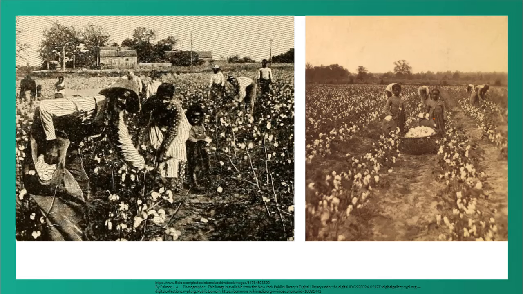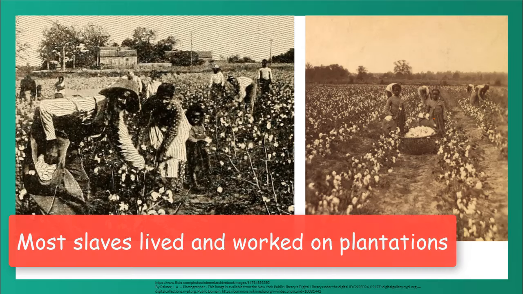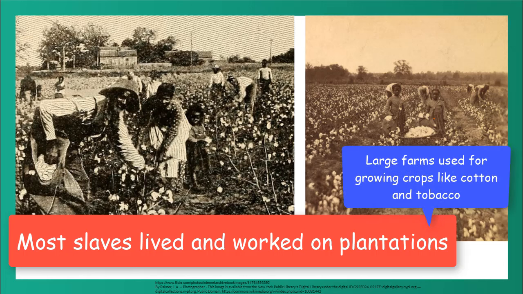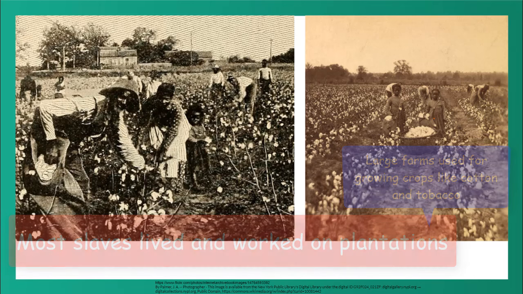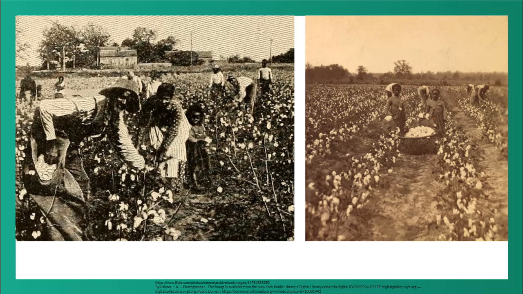Let's talk about the daily lives of slaves. Most lived and worked on plantations, which were large farms for growing and selling crops. Some of the most common crops were tobacco and cotton. They didn't have heavy-duty farm equipment like we have today, so this was very hard physical labor that had to be done.